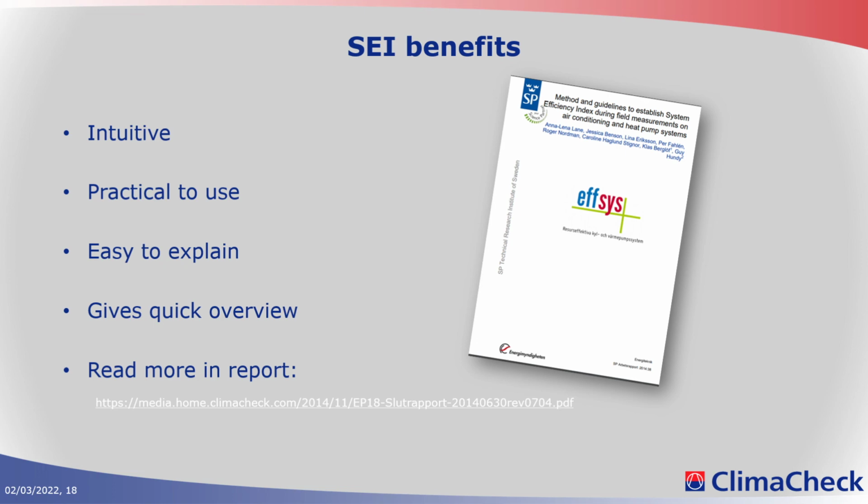We can see if there are issues in our system by looking at the SEI. If it's in the orange, yellow, red zones, then we know that the performance can be better. And we can dive deeper into the analysis, looking at the 4 sub-efficiencies: the cycle, compressor, evaporator, and condenser. And there we can check which part is affecting the performance of our system.